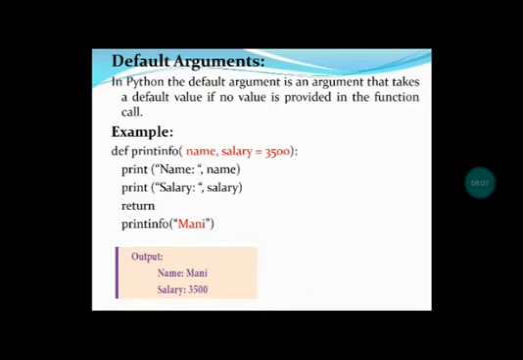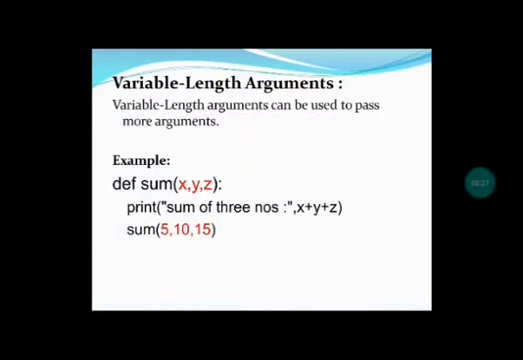So if you are giving the value in the function prototype itself, that is called default argument. If you are sending the argument from the calling statement by using the keyword, that is called keyword arguments. Okay. Next, we will see about variable length argument.